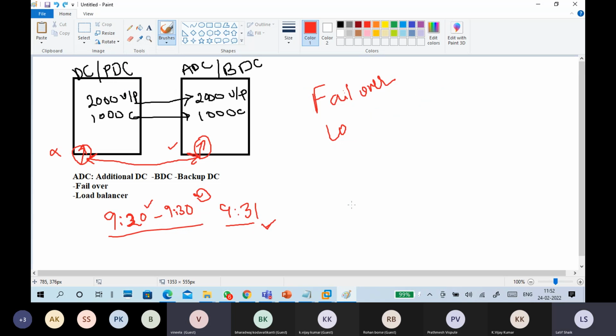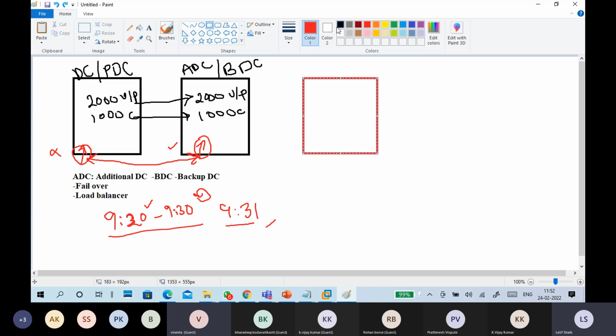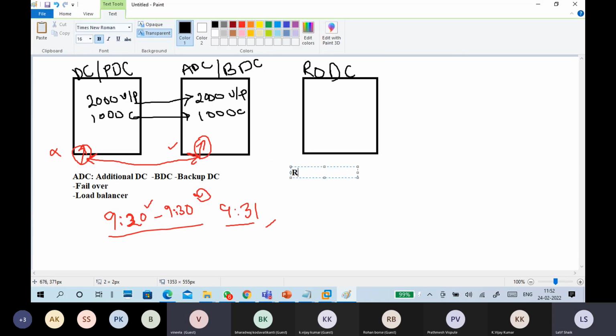Okay. So that is PDC, BDC. Then what is this? RODC. So that's the point, right? So my point is RODC. Okay. So what is RODC? Read-only domain controller. RODC is a read-only domain controller.